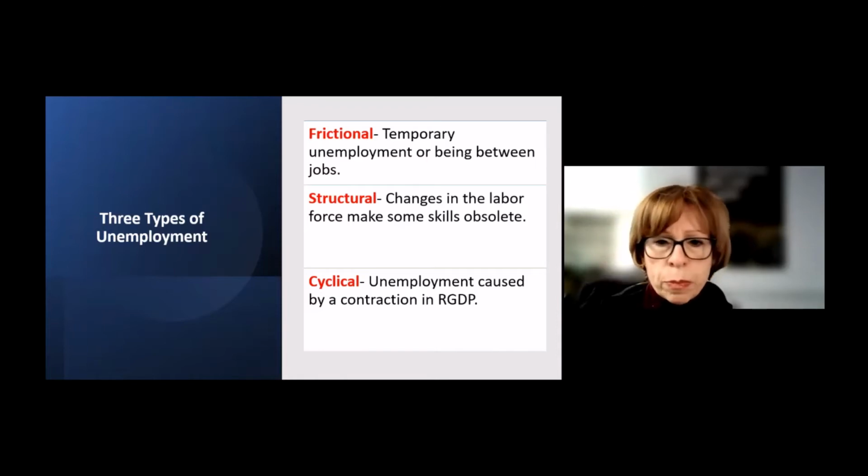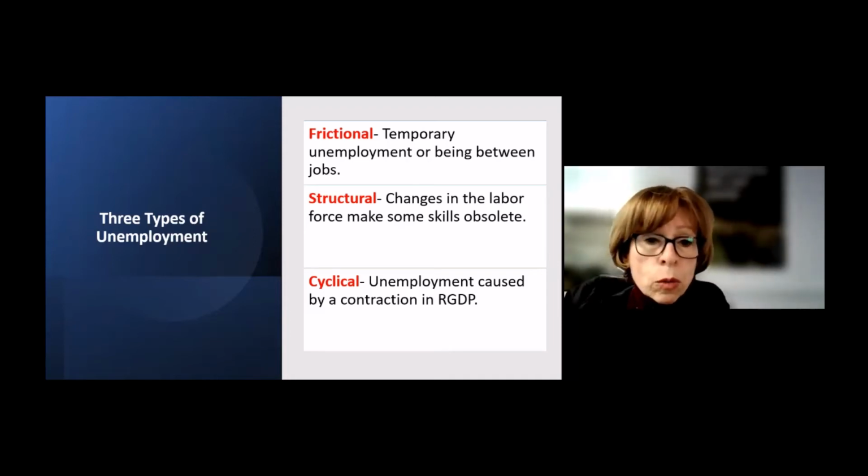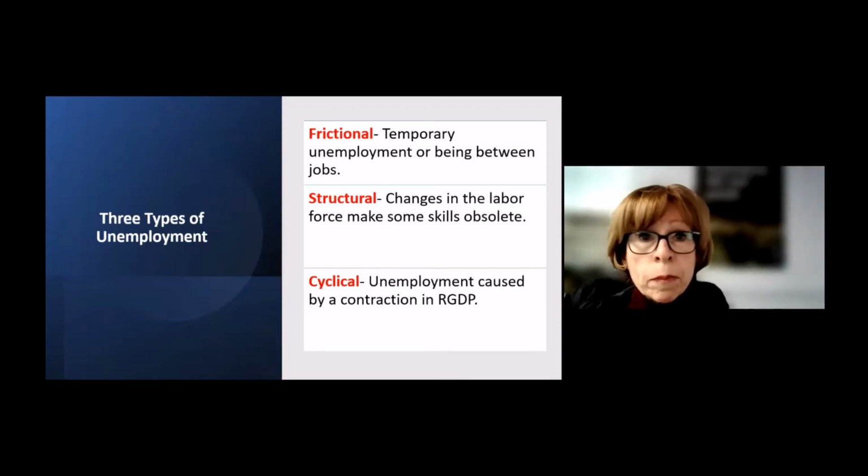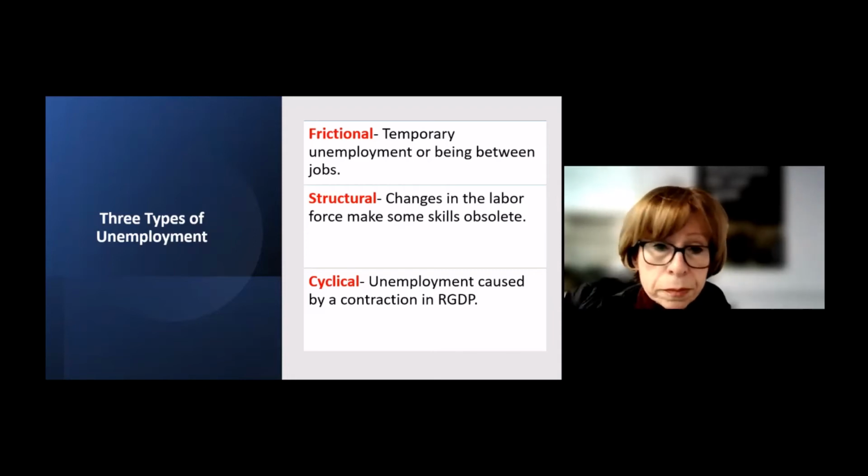The third type of unemployment is cyclical, and that's the one that is caused by a contraction in real GDP. We right now have experienced a cyclical unemployment due to COVID. A very, very significant drop in our GDP. And that's the one that policymakers try to manage through fiscal and monetary policy.